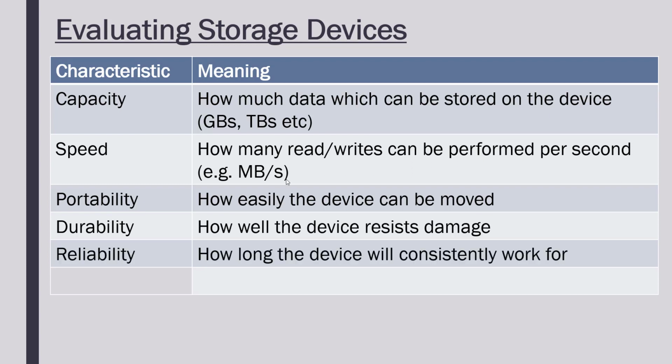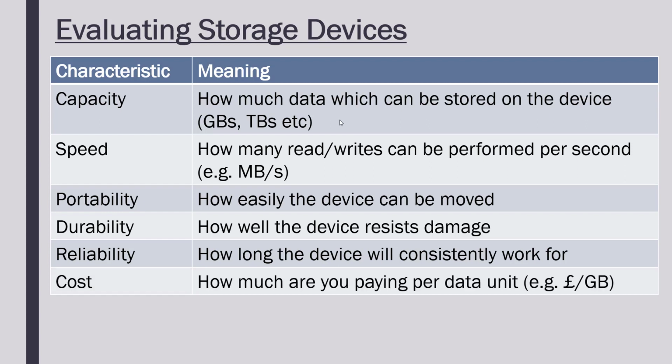A similar but slightly different characteristic is reliability. This is how long the device will consistently work for, kind of how trustworthy our device is. So durability is more if you drop it or some other kind of one-off event. Reliability is more about longer term. Will it consistently work? Will it suddenly just stop working for no particular reason? We don't want that, clearly. We want it to be reliable. We want it to keep working for hopefully a long time.